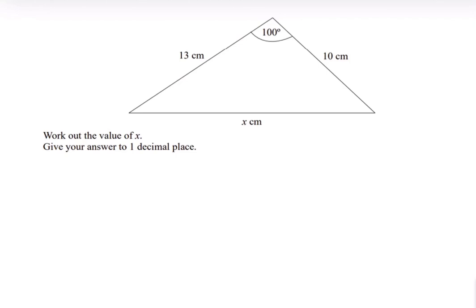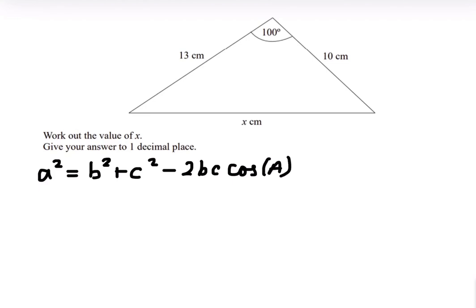The formula for the cosine rule is a squared equals b squared plus c squared minus 2bc cos of capital A. It's important to note that the lowercase letters represent the sides and the uppercase letters represent the angles. It's often helpful to label this on the diagram.